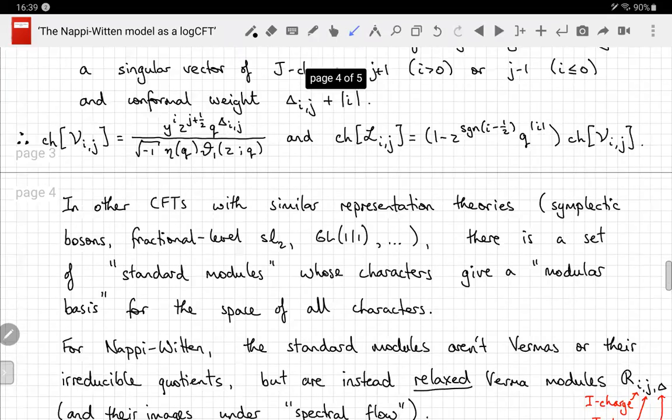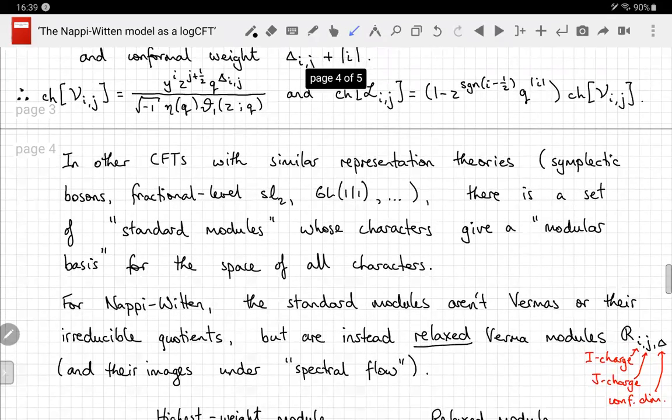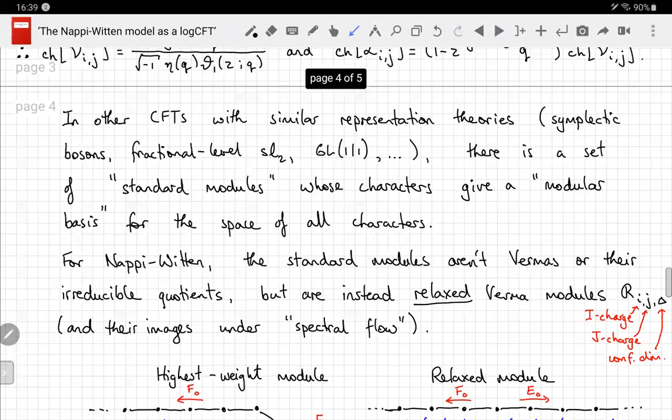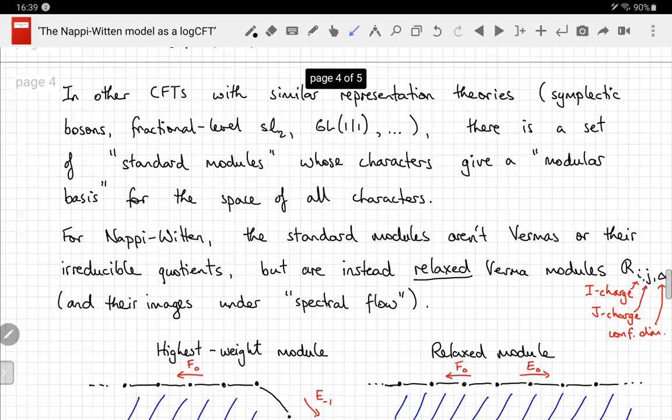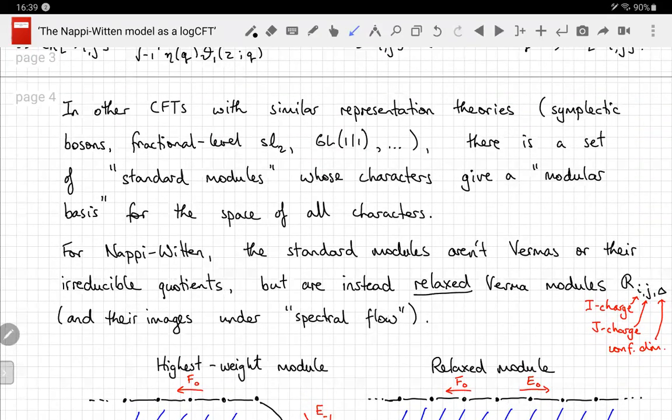All right, so we have some information about highest weight modules, so Verma modules and their quotients, and that's really cool. But in the types of conformal field theories which we're looking at here, so these sort of logarithmic, non-rational, who knows, things like symplectic bosons, GL(1|1), other theories which have similar representations.